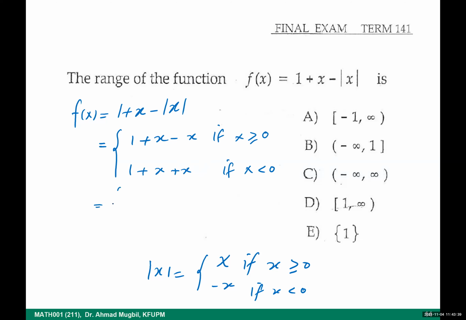And in the next step, simplify 1 plus x minus x, it will be 1. And here we will have 2x plus 1. This is if x is non-negative. This is if x is negative. Now, this is indeed a piecewise defined function.